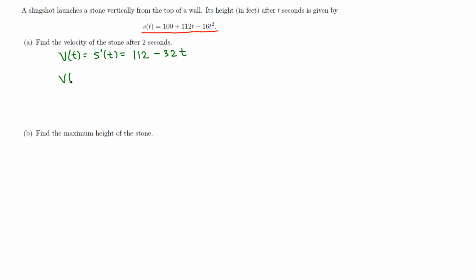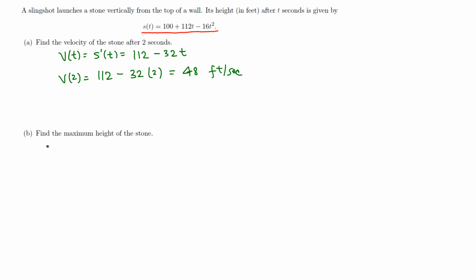So v(2) is just plugging in t equals 2. That gives 112 minus 32 times 2. Now 32 times 2 is 64, and 112 minus 64 is 48. And that's the velocity, in feet per second.